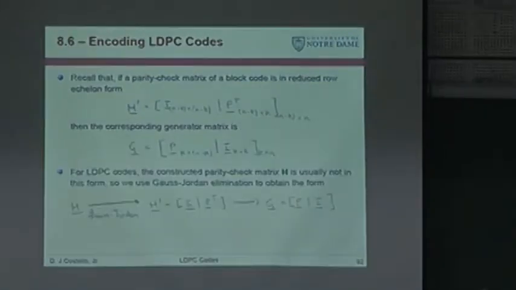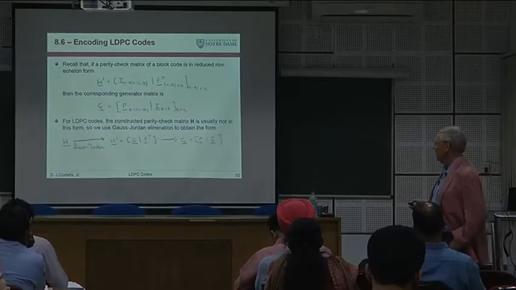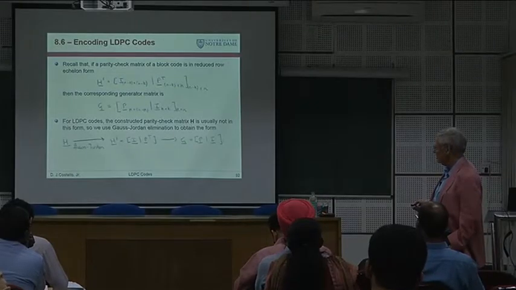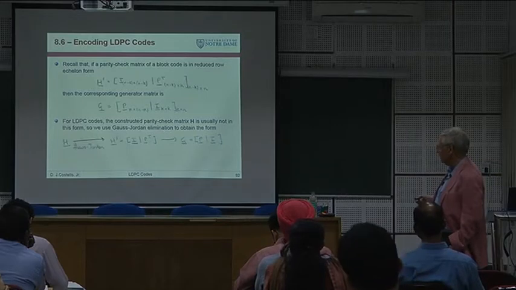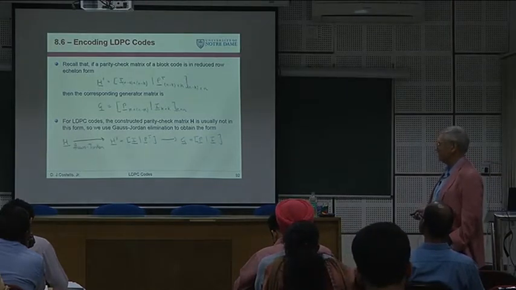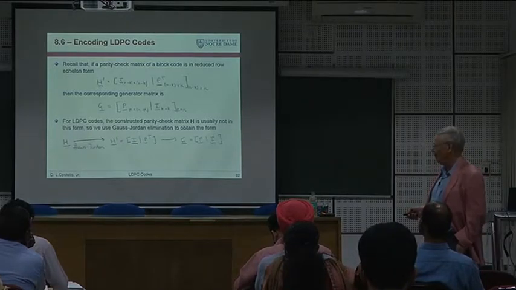So when we do LDPC codes, we construct the code from the point of view of the H matrix. And it's usually not in this form. In fact, it's really never in this form. Okay. So we can use the so-called Gauss-Jordan elimination technique just to convert it to systematic form, and then we could get the generator matrix that way.